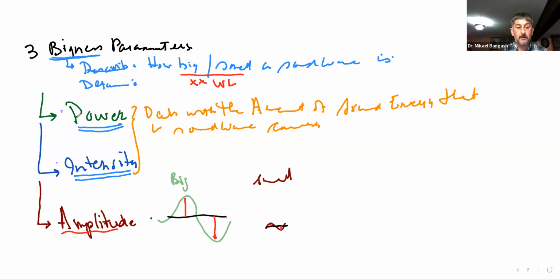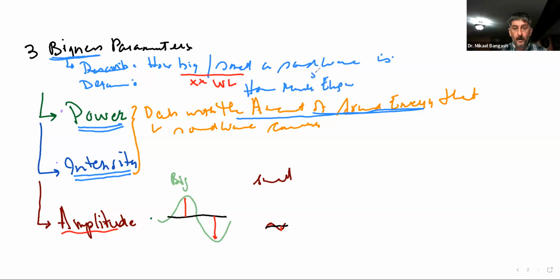When we say power and intensity, we mainly talk about how much energy, or to be more specific, sound energy, that wave that is being produced is going to be carrying.